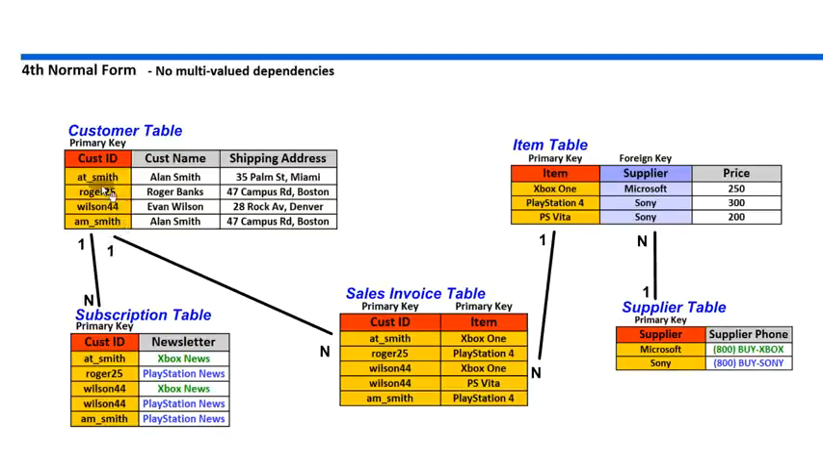So this means one to many. This means the customer appears in this table one time, but in the sales invoice table he will appear multiple times. An item will appear one time in the items table, but will be sold multiple times. A supplier will appear one time, but can supply multiple items. And the customer will appear one time here, but the person can have multiple subscriptions, or none at all. So now this table is fully normalized.